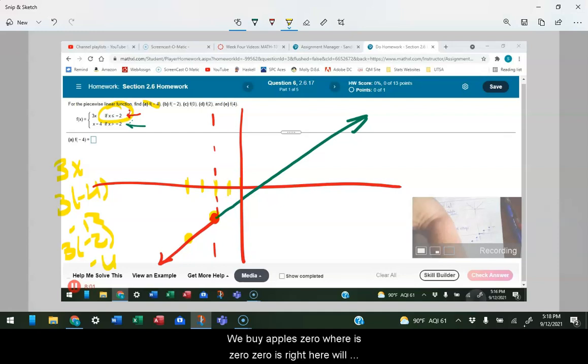Okay, what about f of 0? Where is 0? 0 is right here. Well, now I'm in the green line's territory. So I'm going to take the green line, which is x minus 4, and I'm going to shove in a 0, and I'm going to get a negative 4.